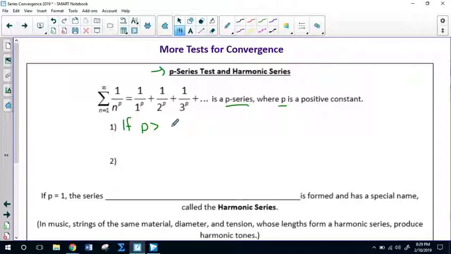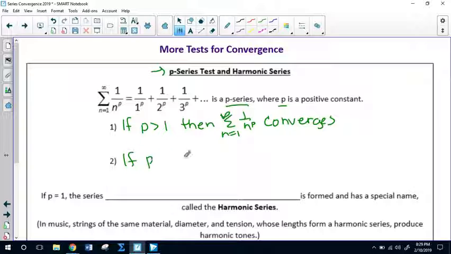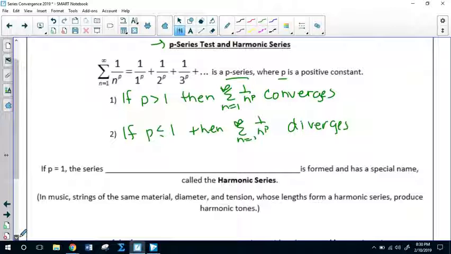If P is greater than 1, then the series, n goes from 1 to infinity, of 1 over n to the P converges. So same rule. But if P is less than or equal to 1, then the same series diverges. So this rule isn't that much different. The only thing that's different is we're talking about series as opposed to integration.